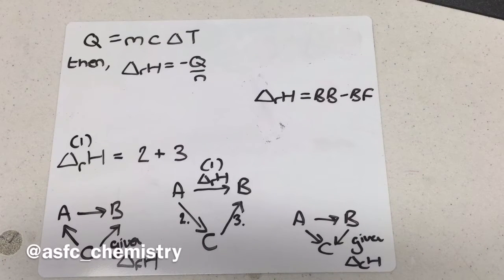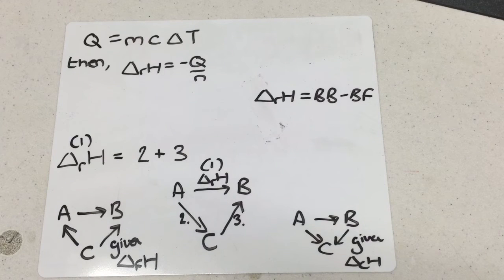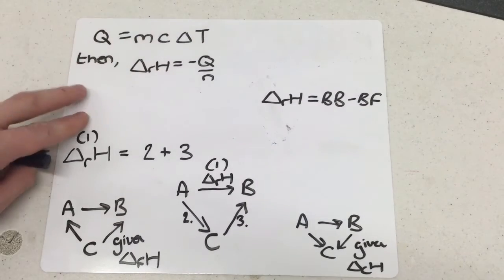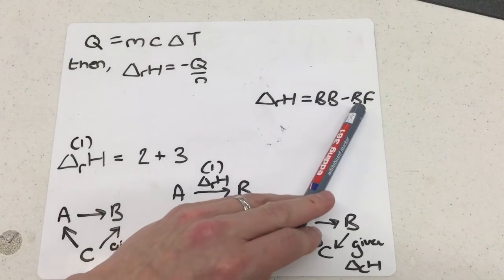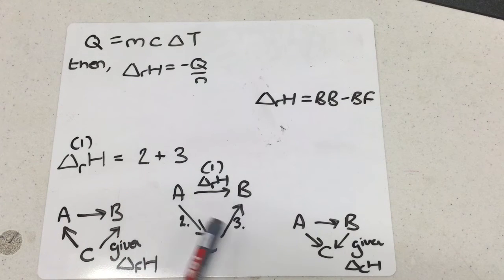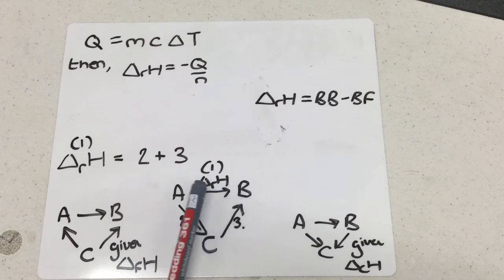I'm just going to go over the three different types of calculation that you might need to do in an enthalpy question following the OCR-A specification. So you've got three different types of calculation. You're either going to do Q equals mc delta T followed up by minus Q over n, or you're going to do bonds broken minus bonds formed, or you're going to do 2 and 3, which are these two routes added together to find out what the 1 would be over the top. But obviously it's completely contextual on what kind of data you're given in the exam.